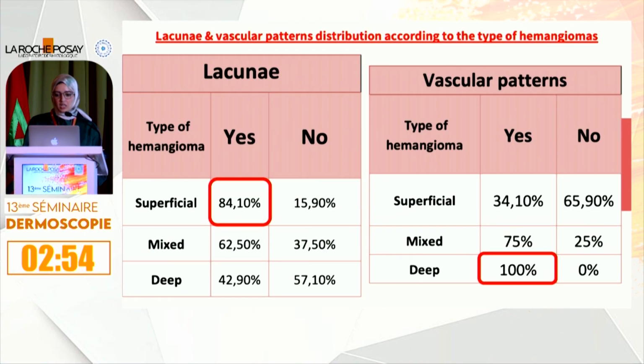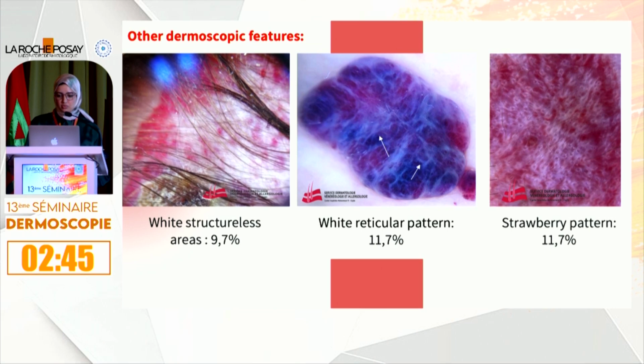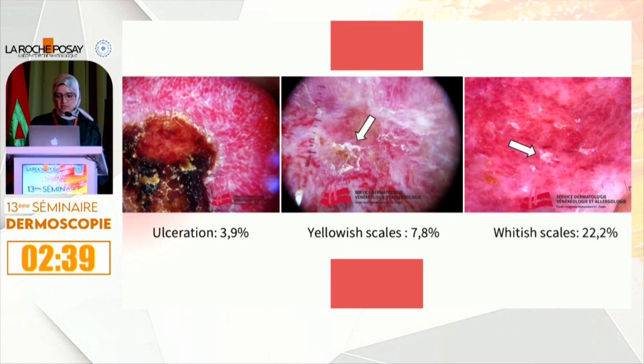vessels. The lacunae were more frequent in superficial hemangiomas, and we noted the preponderance of vessels in deep hemangiomas. Other dermoscopic features were white structureless areas, white reticular pattern, strawberry pattern, ulceration, yellowish scales, and whitish scales.